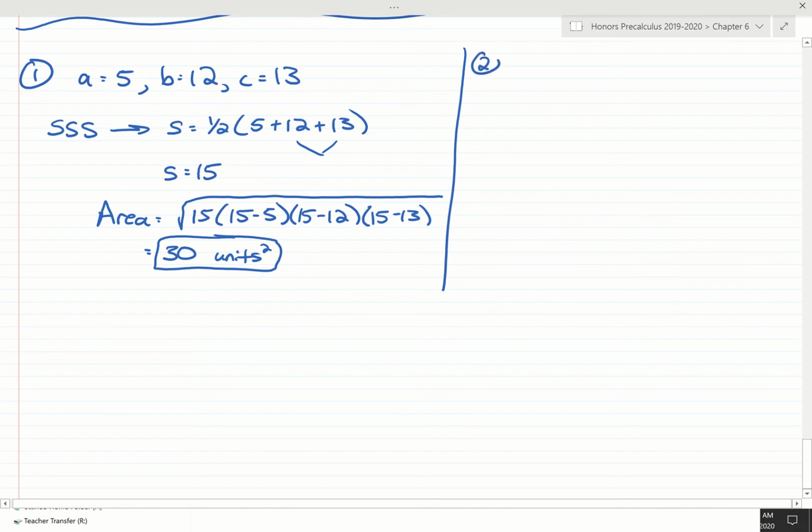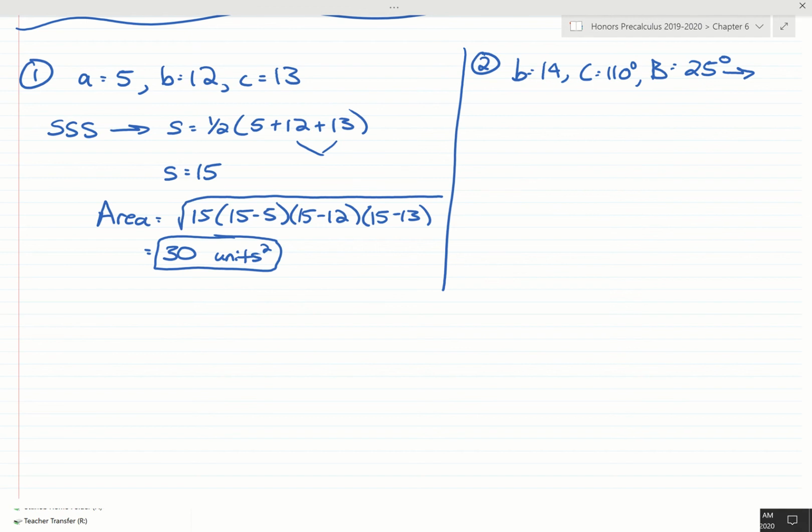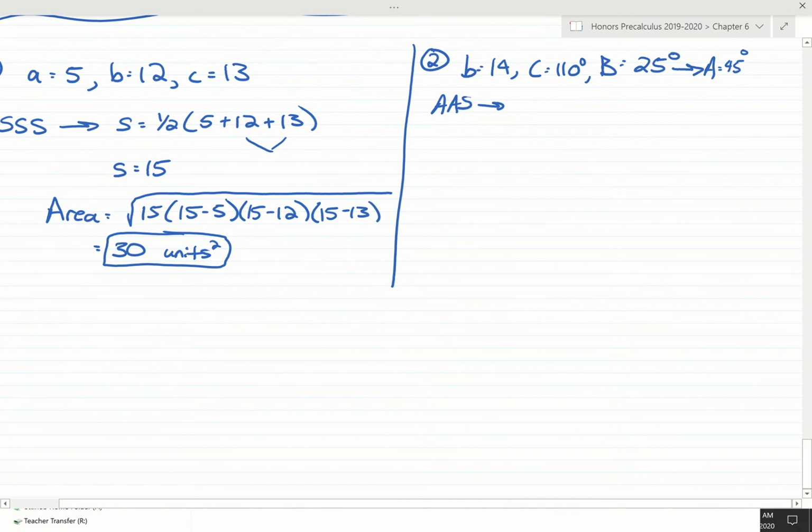For the second problem, it's another area problem, and it says that side B is 14, angle C is 110 degrees, and angle B is 25 degrees. So it looks like we were given two angles, so we could easily find the third. 180 minus 110 and 25 is 45 degrees. And we have an angle side area problem.